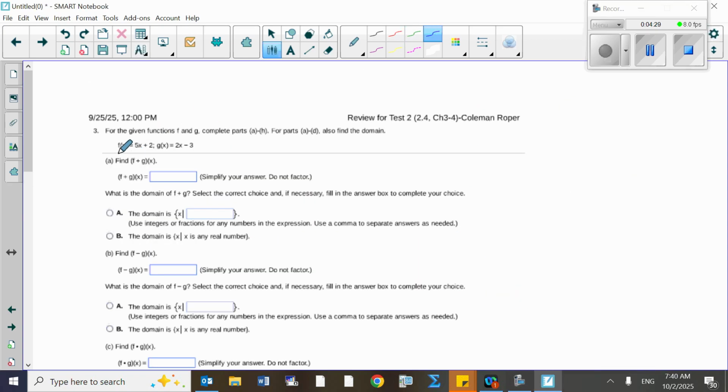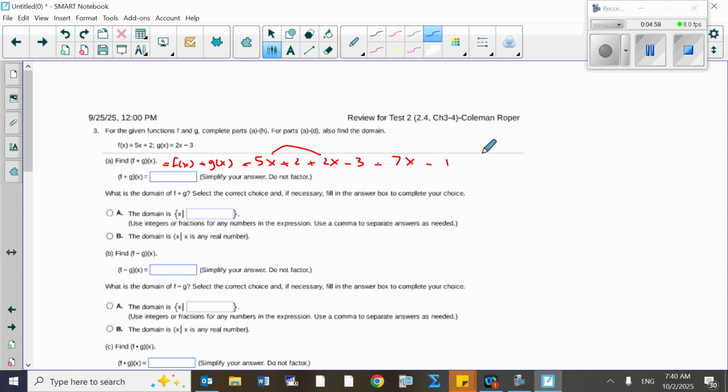Question number 3, we are given f of x and g of x. We want to find f plus g of x. So this is basically just f of x plus g of x. We just add those two polynomials. It's 5x plus 2 plus 2x minus 3. Combine the like terms. 5x and 2x is 7x. 2 minus 3 is negative 1. What is the domain of this function?